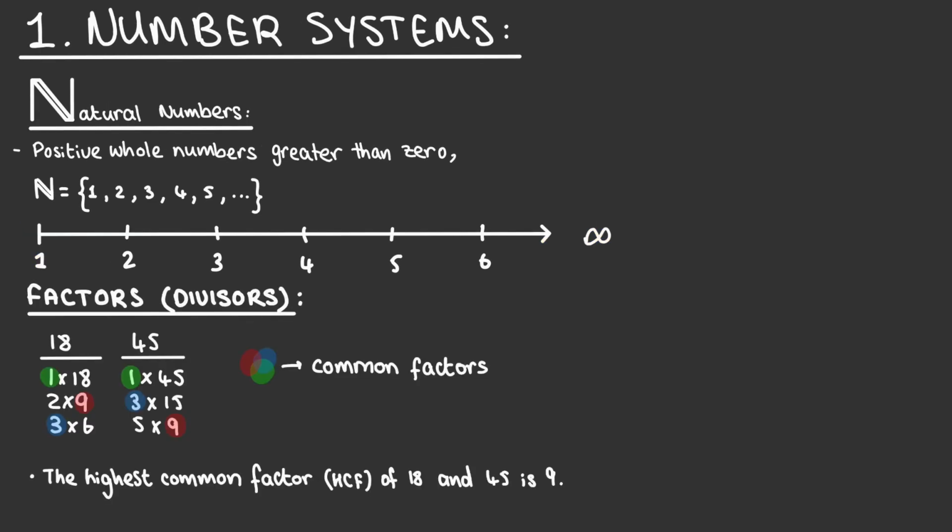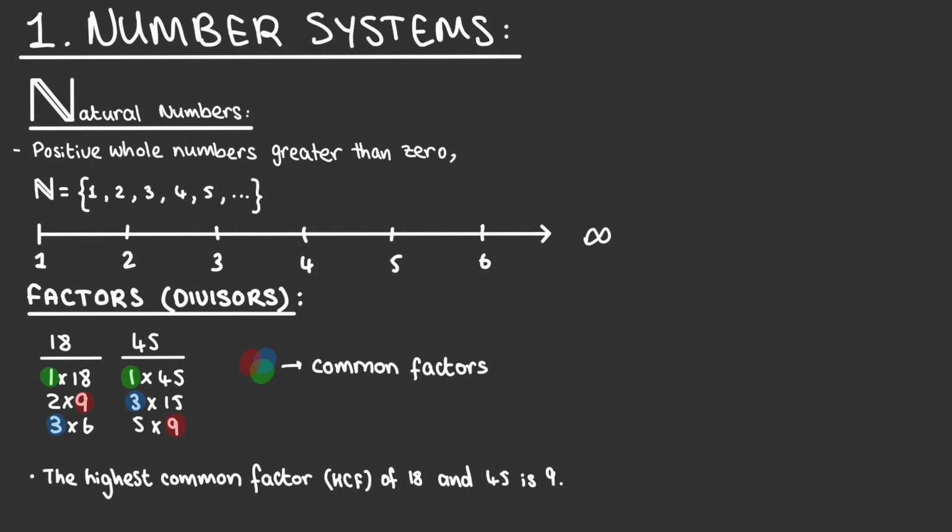Okay, so now that we know what the natural numbers are, we can start actually working with these numbers. Taking a look at the numbers 18 and 45, it is easily shown that these numbers are made up of different products of numbers. For example, I can make 18 by multiplying 1 by 18, 2 by 9, or 3 by 6. In the same way, I can make the number 45 by multiplying 1 by 45, 3 by 15, or 5 by 9. Since these pairs of numbers make up 18 and 45, we can say that they are factors or divisors of 18 and 45.